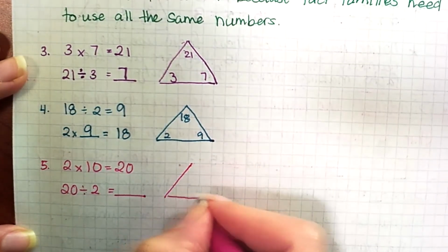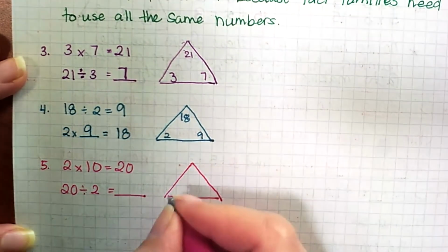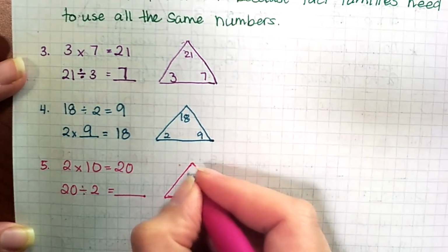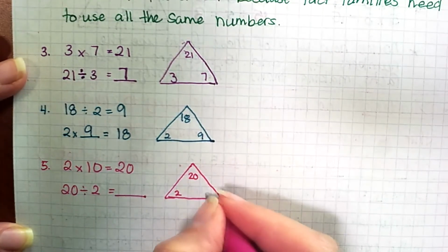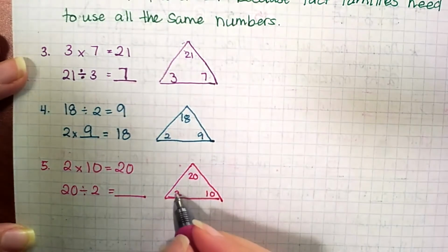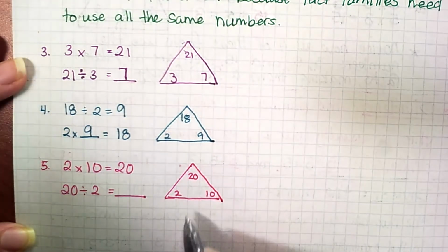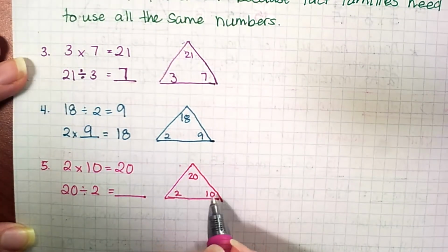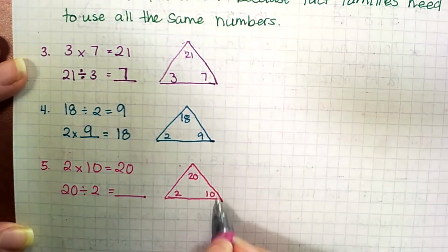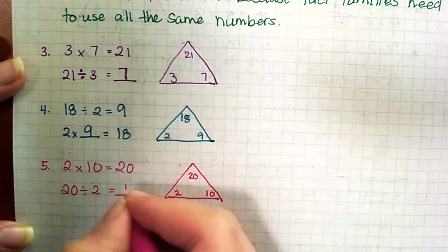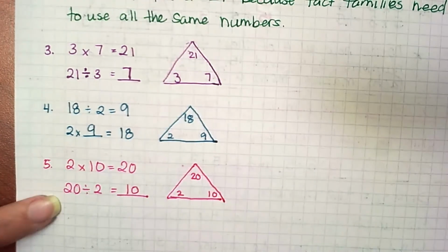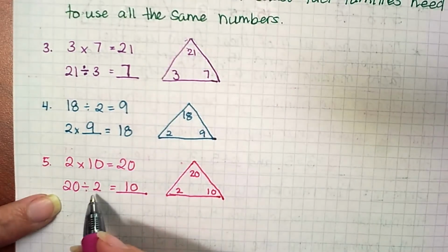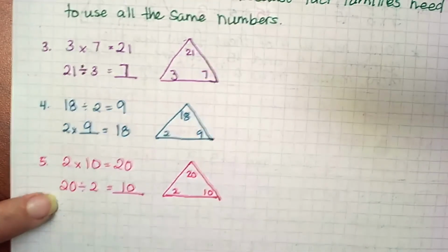So just for fun, we will draw our fact family over here one more time. So our big number is 20, and our two small numbers are 2 and 10. So if 2 times 10 is equal to 20, 20 divided by 2 is going to equal the last number that I have available to me in that fact family, which is 10. And we know that 20, when you split it into two groups, you have 10 in each group.